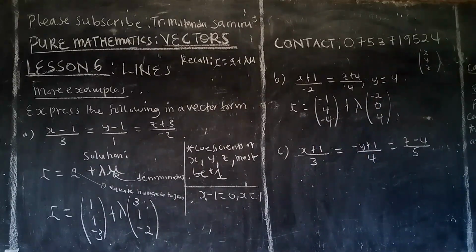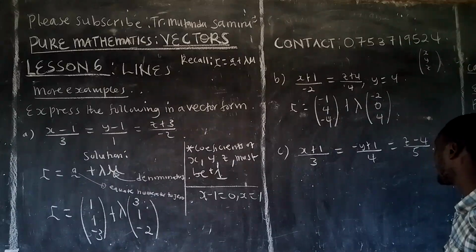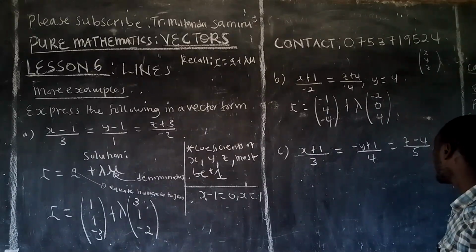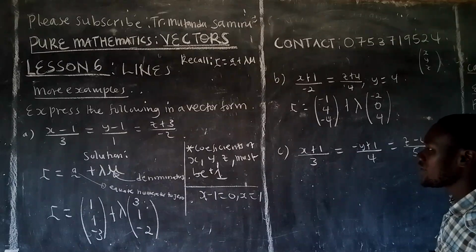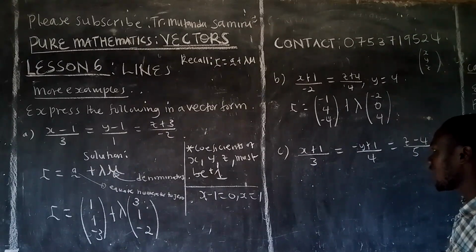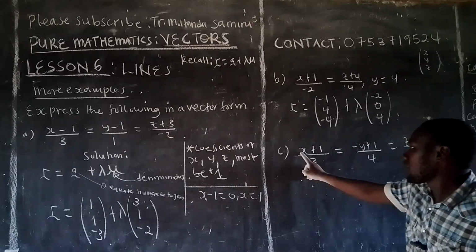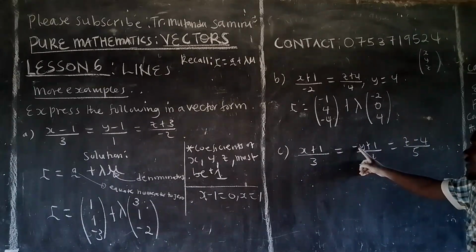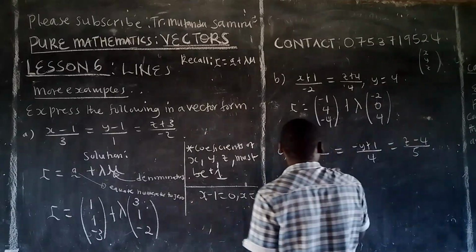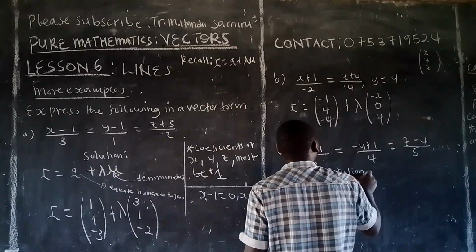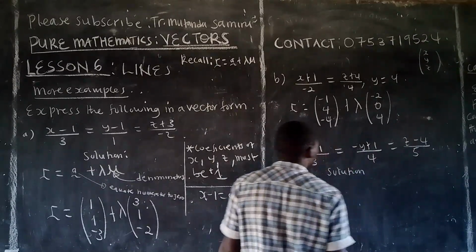Now part C. They're saying x plus 1 over 3 is equal to negative y plus 1 over 4, equal to z minus 4 over 5. Now, we only get the vector equation when the coefficients of x, y, z are positive 1. Positive 1, yes. This is negative 1. Now, trouble. What do you do? Solution: you make sure this one becomes a positive.